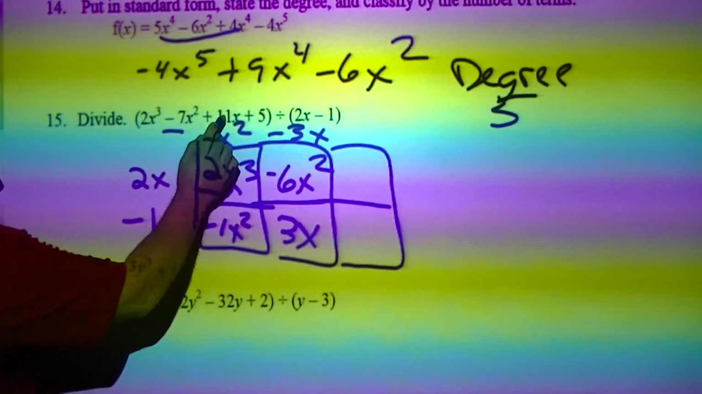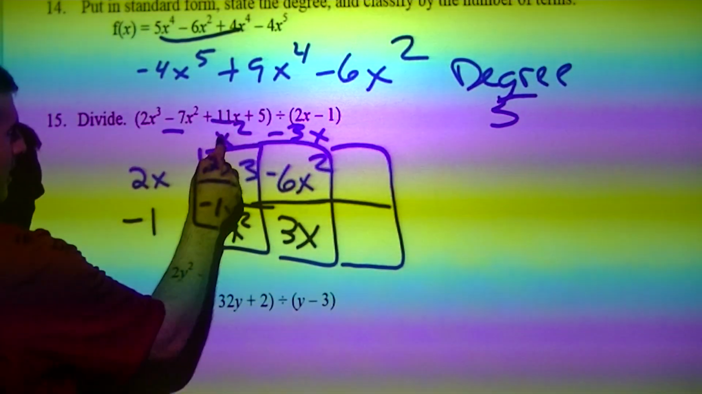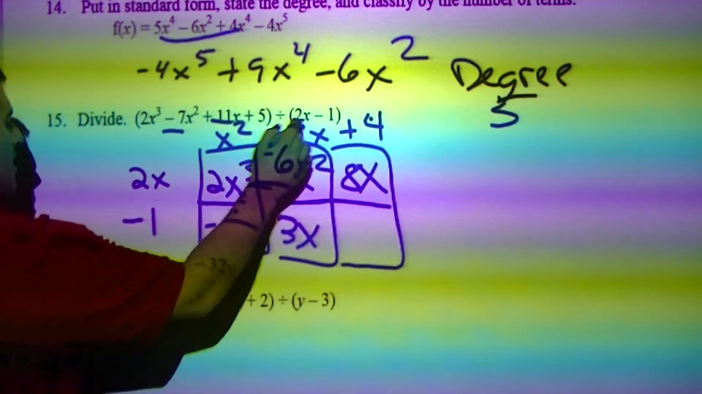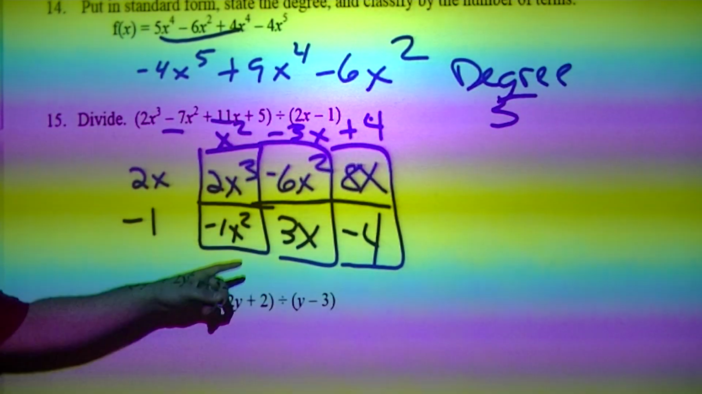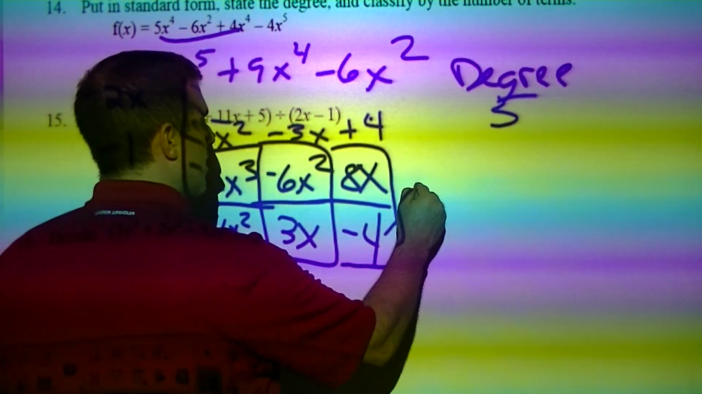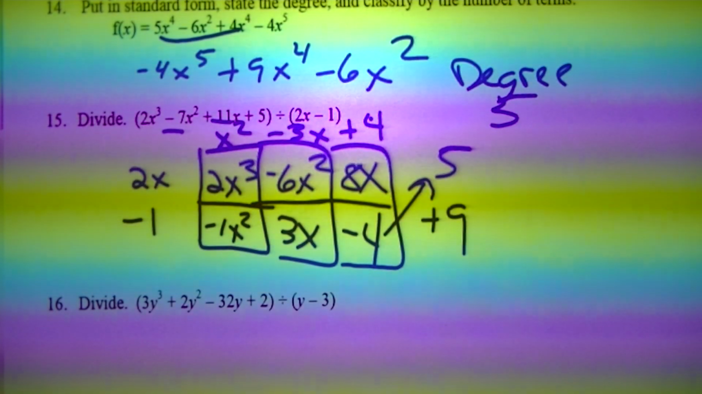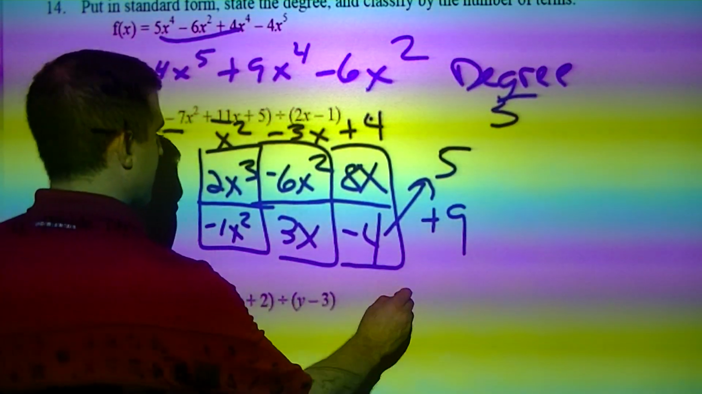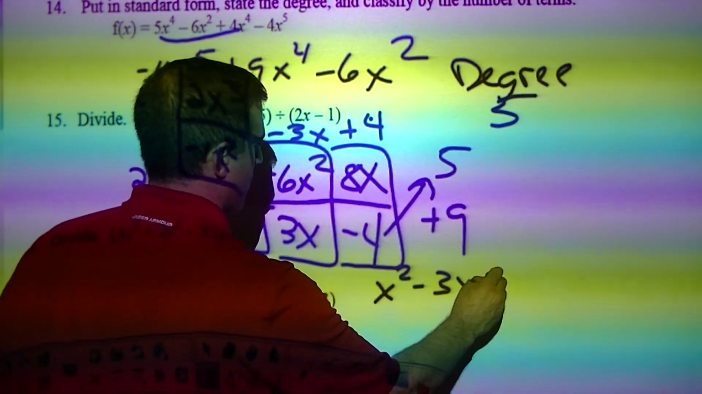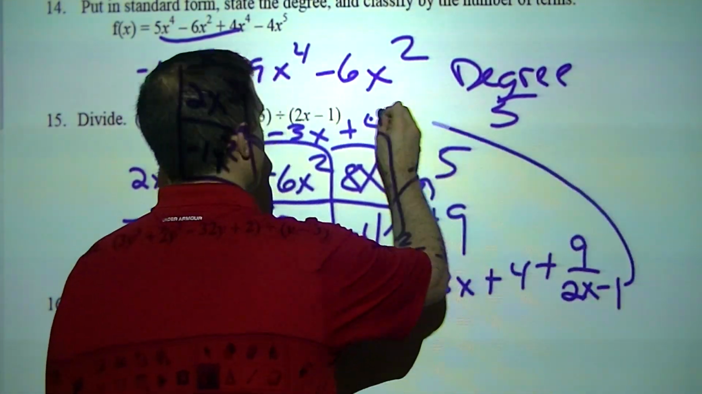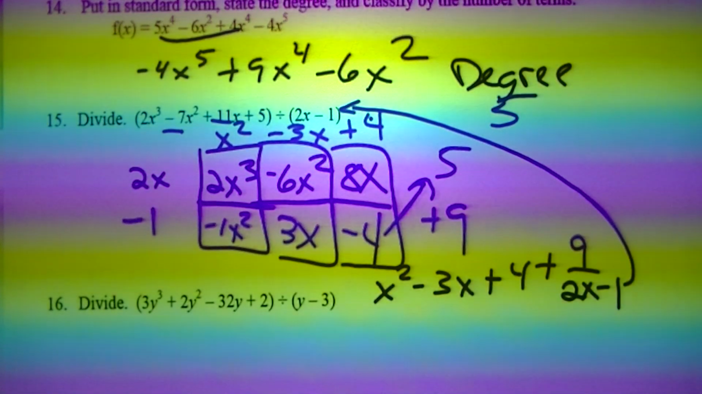Now, what I have to get to is 11x. So that's going to be 8x. 2x times what would give me that? It would be 4. This times this would be negative 4. Now, as you can see, I need to get to 5. Well, how would I get to 5? I would have to add 9. So my answer here is x squared minus 3x plus 4 plus 9 divided by 2x minus 1. Whatever you divide it by, if you have a remainder, has to be there.